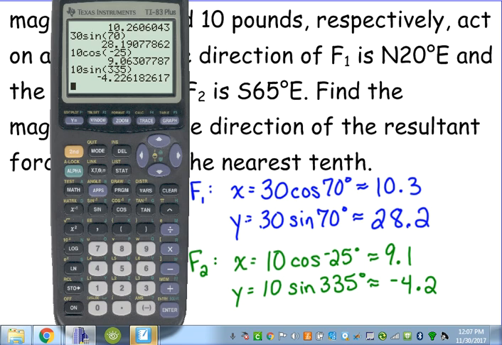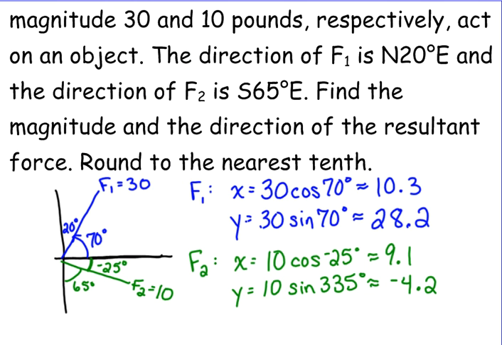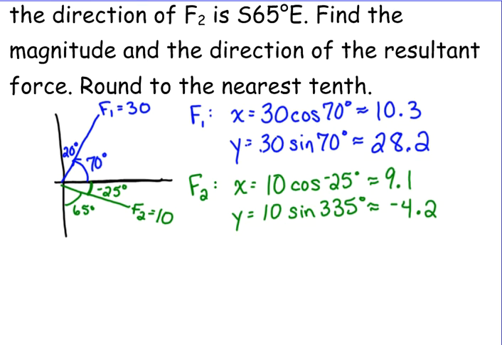We're expecting the y coordinate to be negative because we're in the fourth quadrant. Positive x, negative y. We're also expecting to have more horizontal than we do vertical, because this angle is not as far away from the horizontal. It's further away from the vertical. So more x, less y. All right, so we have our component forms.